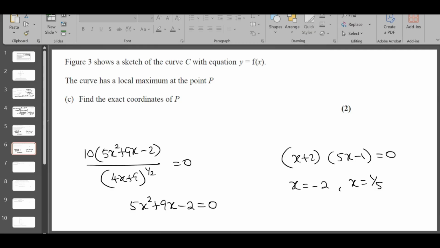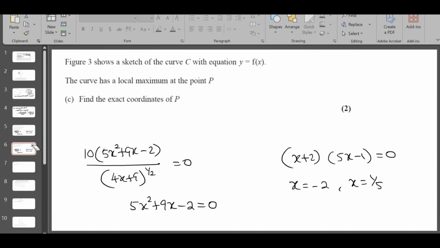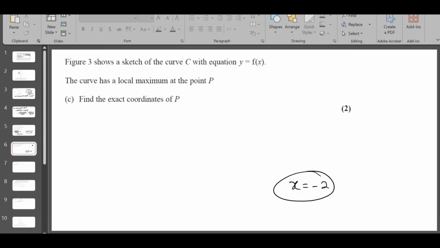In part C, figure 3 shows a sketch of the curve with the equation this. The curve has a local maximum at P. As you can see from the figure, it has a maximum point at P, where x will be a negative number, right? Okay. Now back to the question, find the exact coordinates of P. So we have two x coordinates, minus 2 and 1 over 5. You need to use minus 2, not 1 over 5.